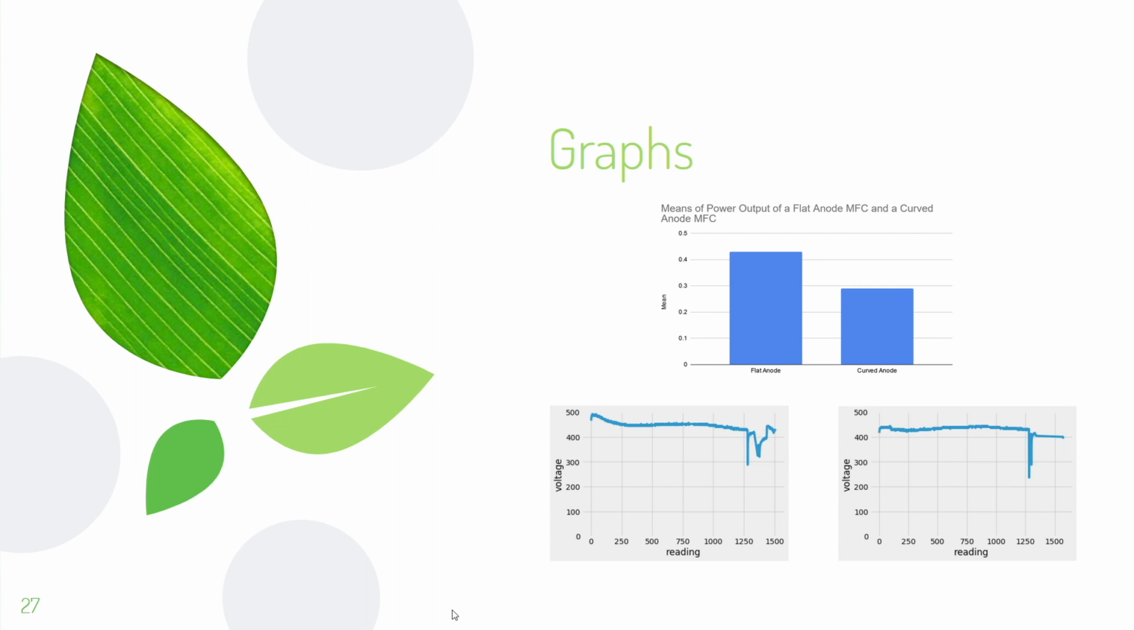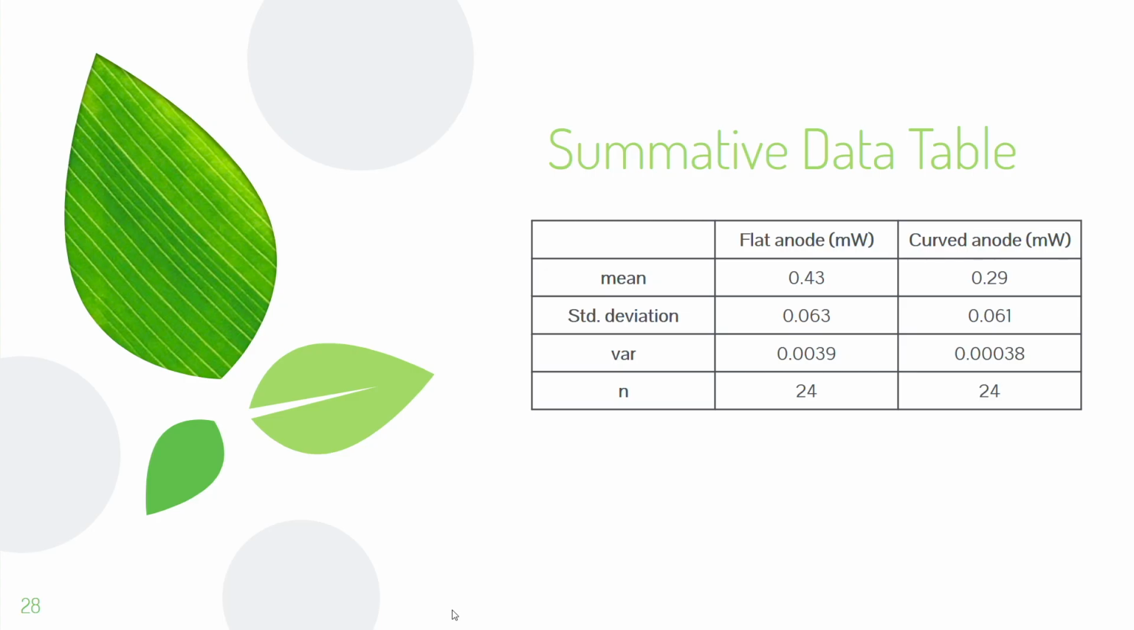The two graphs on the bottom are voltage graphs over time for both cells. As evident, the voltages stayed quite constant, save for a small blip at the end. Here is my summative data table.